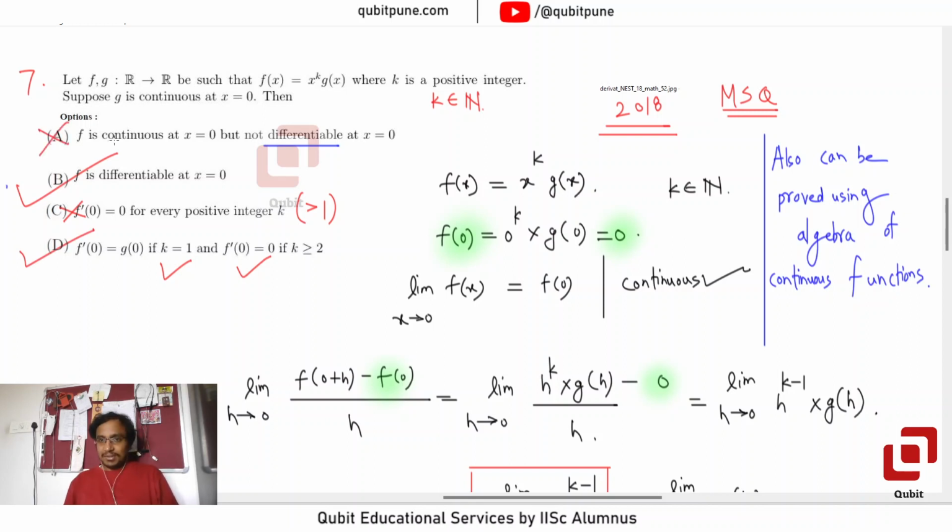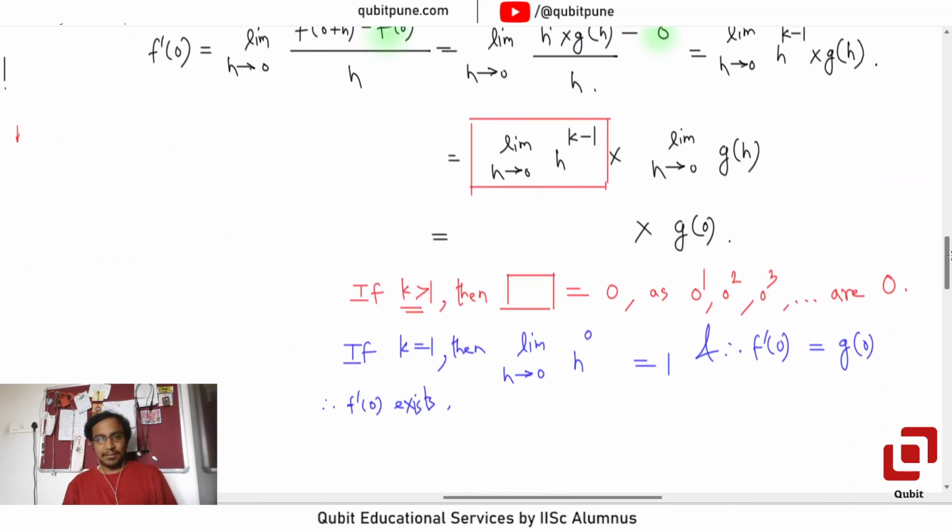Have you understood this? Look, in such problems, when the first principle is to be used for finding derivatives, in most of the cases the point where you want to find the derivative will be 0, so that it becomes easier to solve the problem. Okay? So question 7 is done.